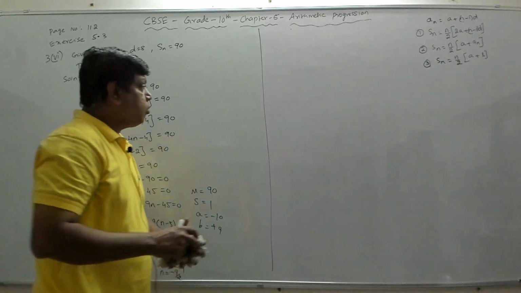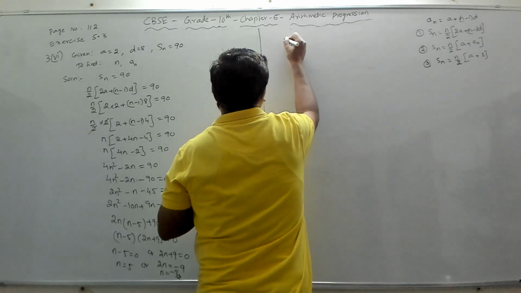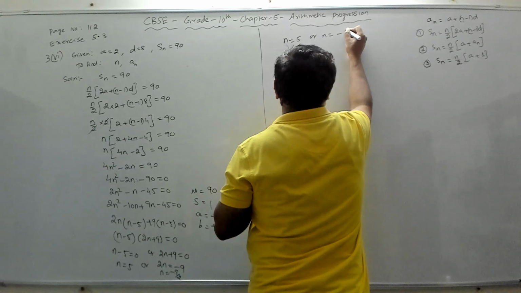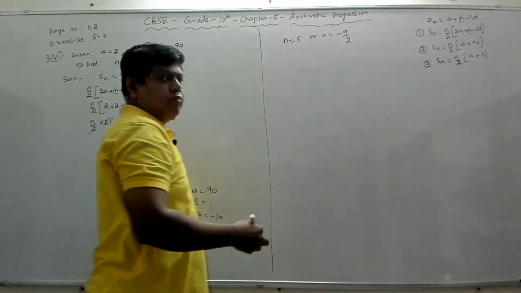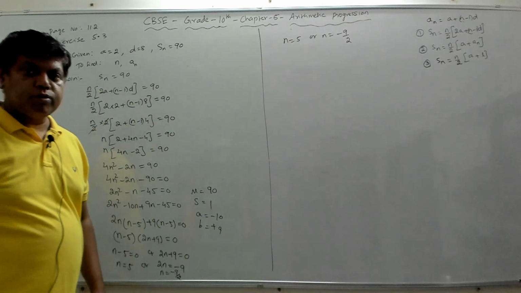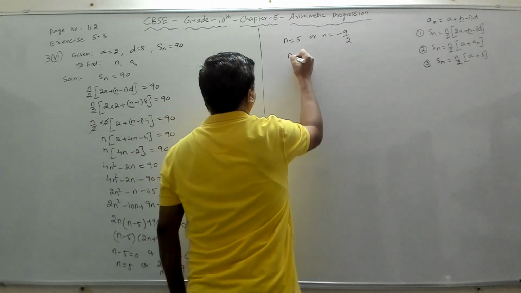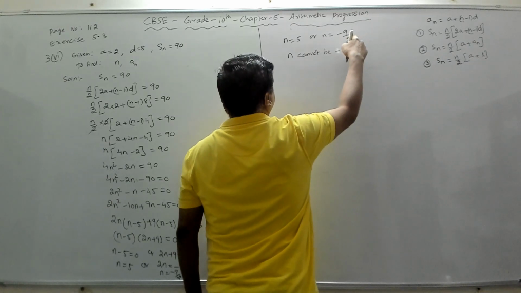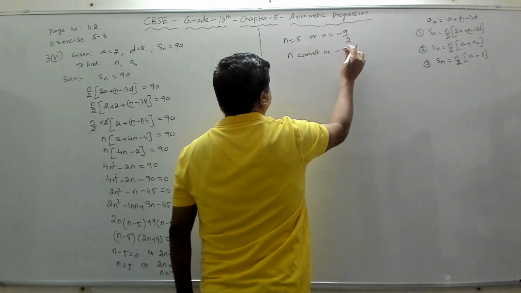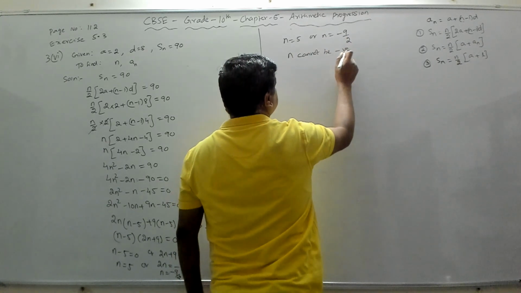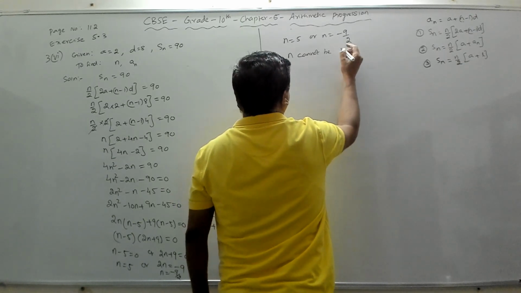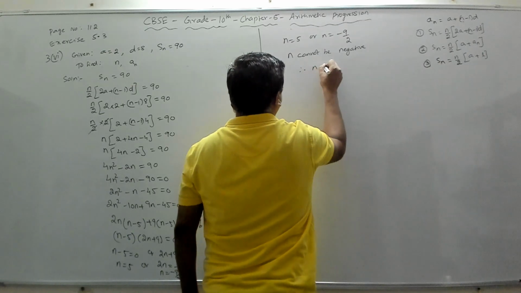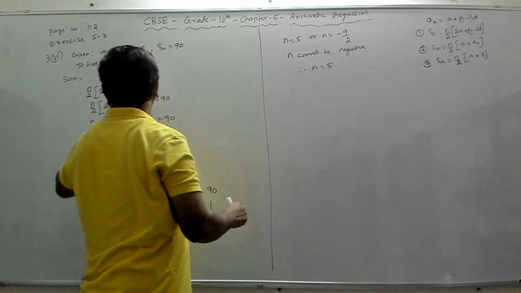So we get n is equal to 5 or n is equal to minus 9 by 2. But n cannot be negative. n is the number of terms, so n cannot be negative. So we can't take this value. This is ruled out. So therefore our n is 5. So we have found n.